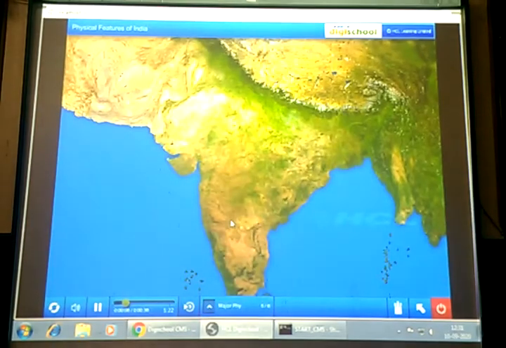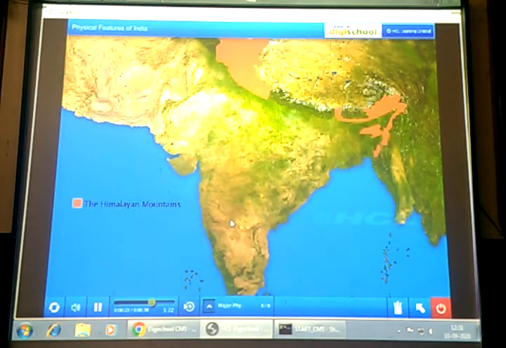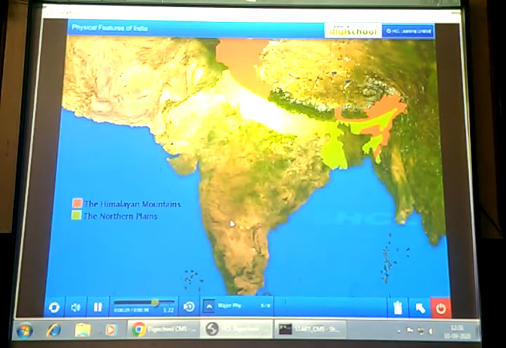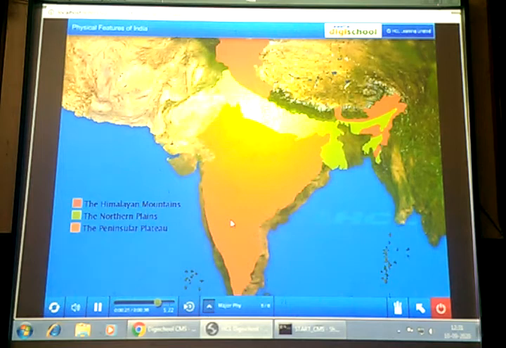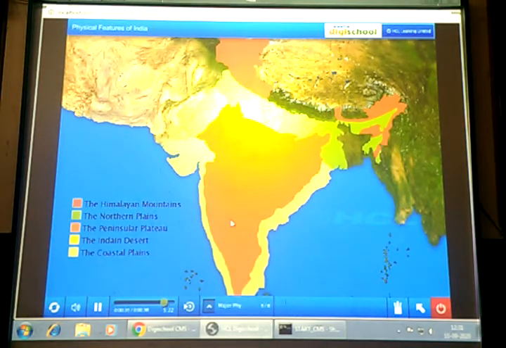India has varied physical features which were formed due to various geological actions. These features can be classified into 6 major physiographic divisions: the Himalayan Mountains, Northern Plains, Peninsula Plateau, Indian Desert, Coastal Plains, and Islands.